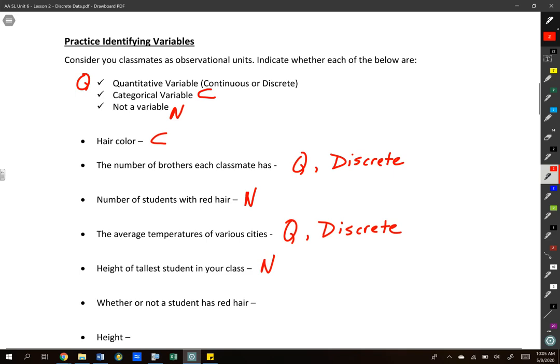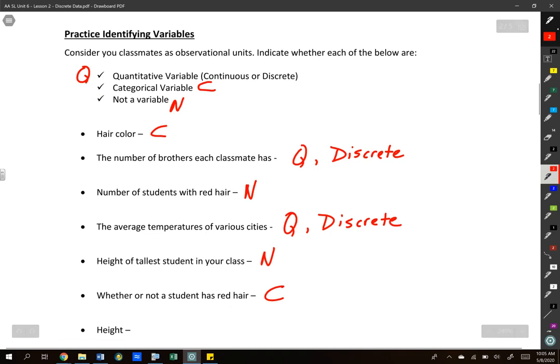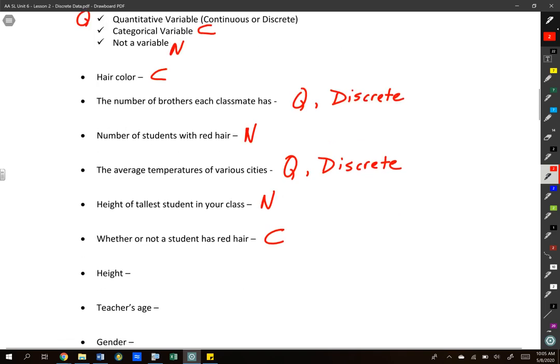Whether or not a student has red hair. All right, so the categories would be you have red hair or you don't have red hair. So again, this one is categorical. Height. All right, so if we're looking at the height of everybody in the class, for example, this is a measure. And because there could be infinite possibilities here, we're not talking about whole counting numbers. This is going to be quantitative and continuous.